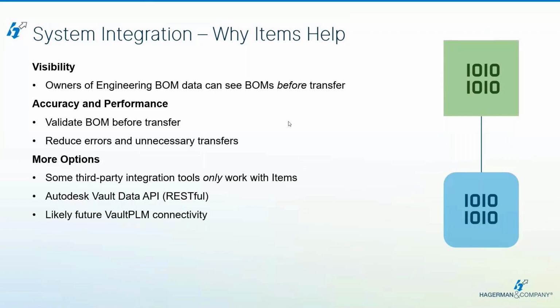And like I said before, there's almost certainly some connectivity between Vault and Fusion Manage coming from Autodesk in the future. If and when that comes, it's almost certainly going to work with items, at least at first and probably ever, right? So if you've got a need for better workflow inside Vault, and Vault's not quite meeting your needs, Vault PLM is the step you need to take to get that better workflow. If you're using items, you're going to be best positioned to take advantage of that integration that's probably coming.